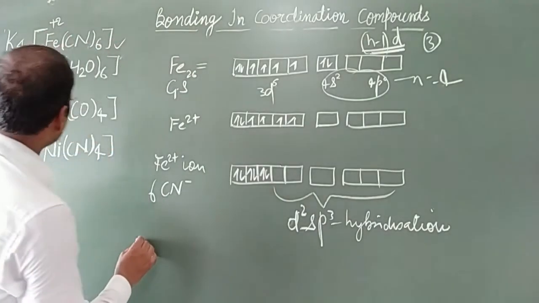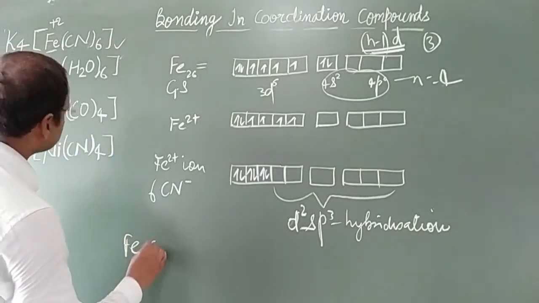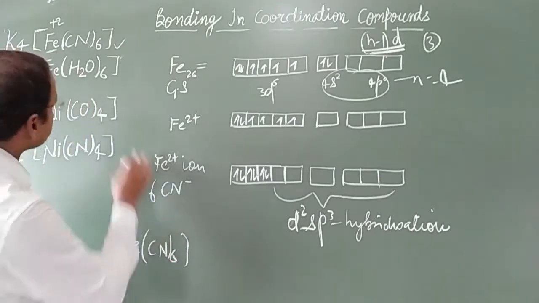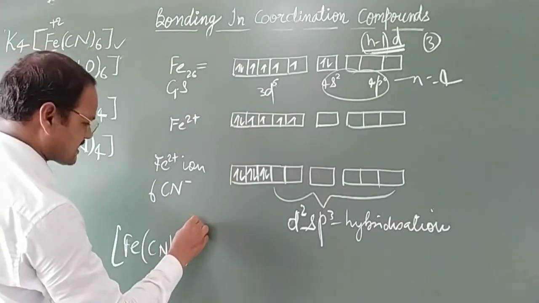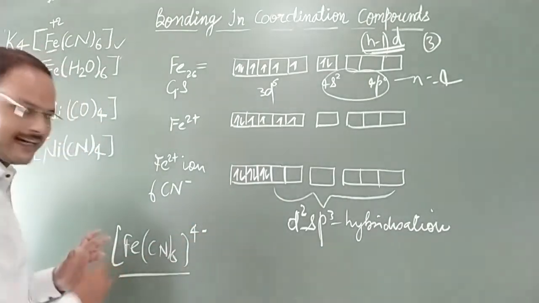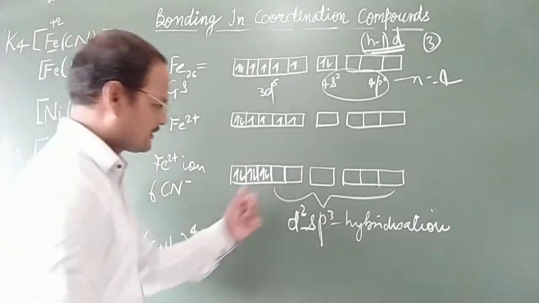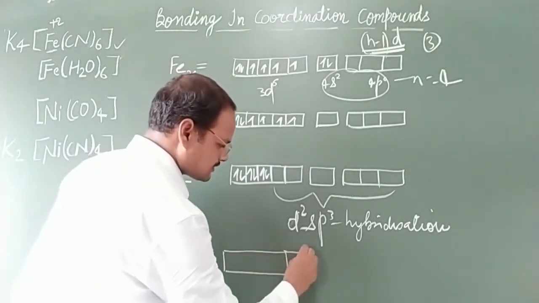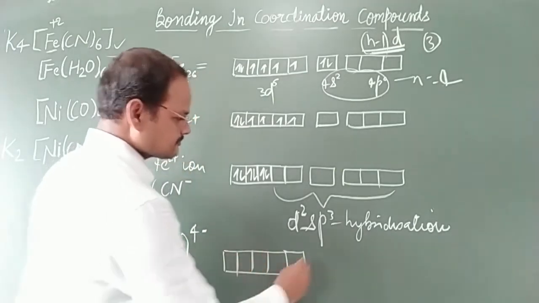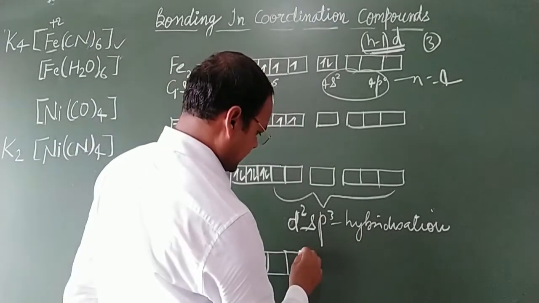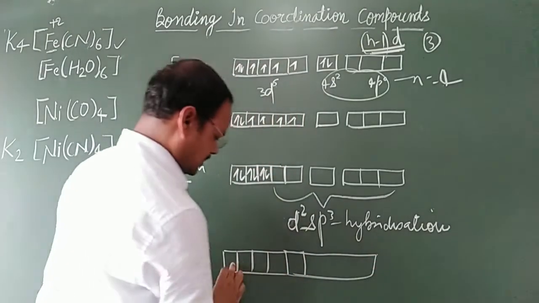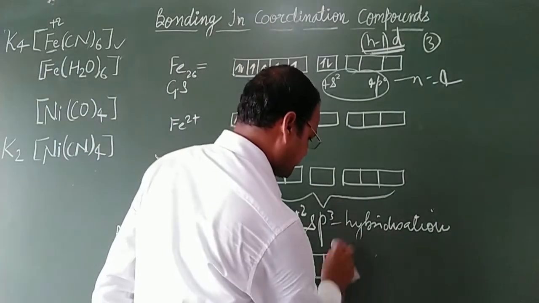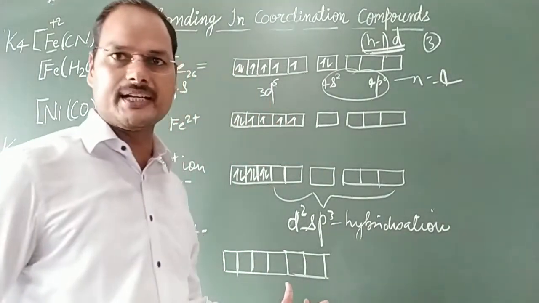Now, in the compound Fe(CN)6, what will be the positive or negative charge here? 4 negative. It means this ion has the structure I am writing here. See here, in this case, it will have 6 orbitals, 1, 2, 3, 4, 5 and 6. It means after hybridization they have the same type of geometry and energy.